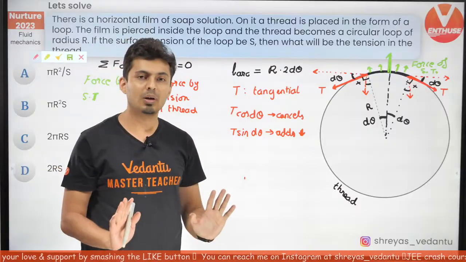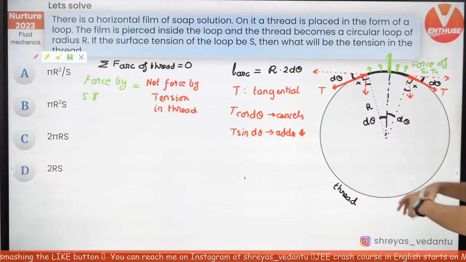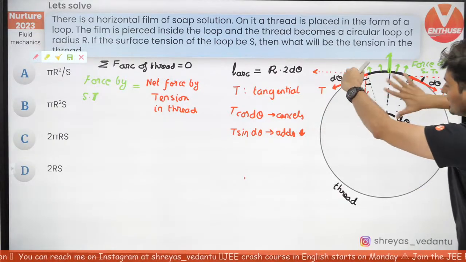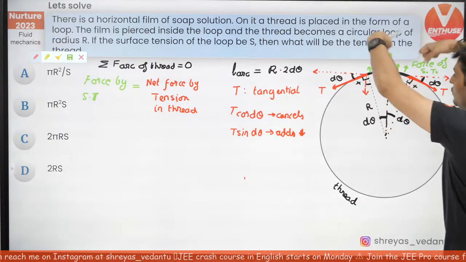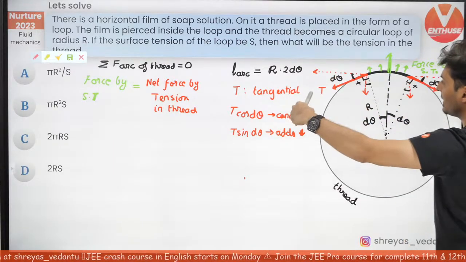Understood? Got this, my warriors? Is this concept clear till here? So what have we done? There was a thread kept in a film. The film inside was punctured, so it expanded. The force due to surface tension pulled it from outside. There was immediately a tension created.